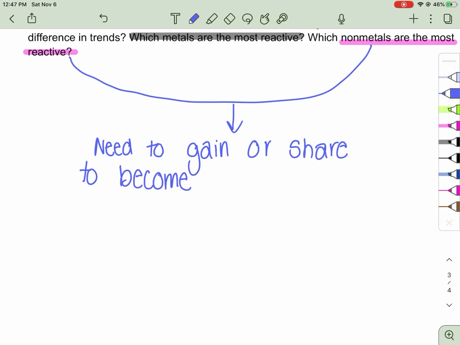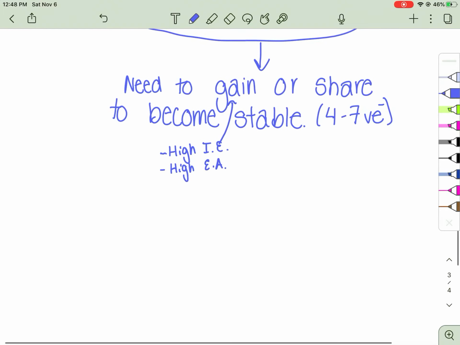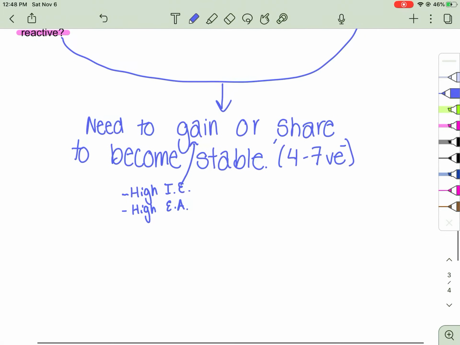Again, we're looking at 4 to 7 valence electrons. Again, noble gases are non-metals. Miss Edge is ignoring them because they are not going to react, because they need to share or gain. When they gain, what this causes is a super high ionization energy because they won't lose electrons. And they also have a super high electron affinity, which is like how likely an element is to gain an electron. They will also share to become stable.